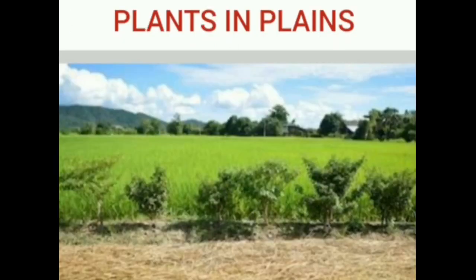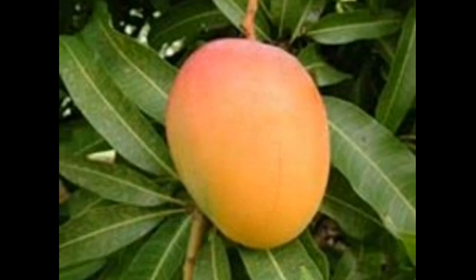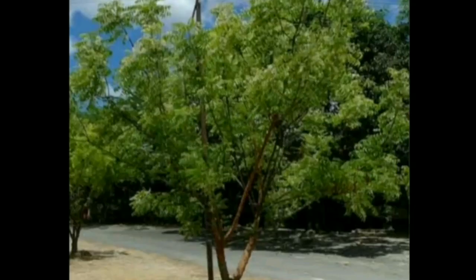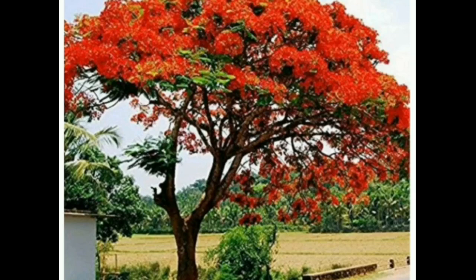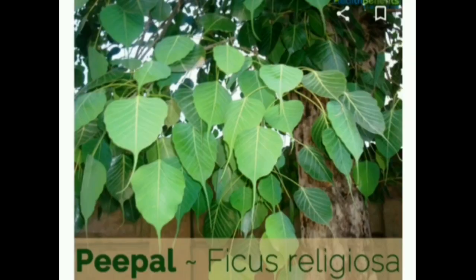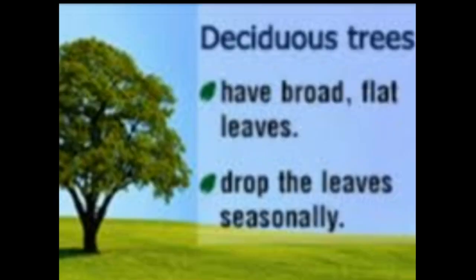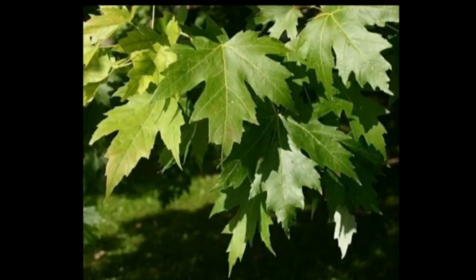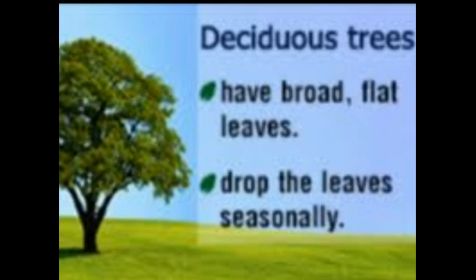2. Plants in plains. Have you seen mango trees, neem trees, gulmohar trees, and peepal trees? What did you observe? Yes, they have several branches and leaves to protect themselves from cold. They shed their leaves in autumn and they are called deciduous trees.